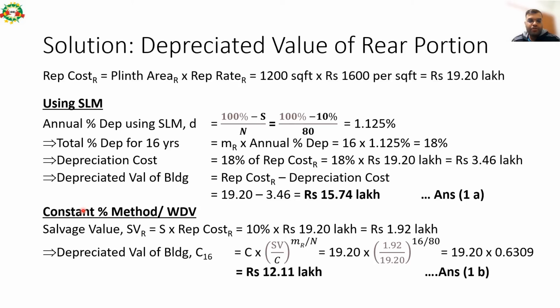So if we want to calculate the depreciated value of the rear portion with the help of WDV, first of all we have to calculate the salvage value of the rear portion in absolute terms, which is equal to the salvage value in percentage terms multiplied by the replacement cost of the rear portion.